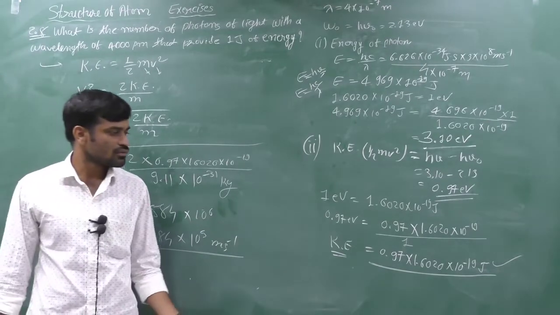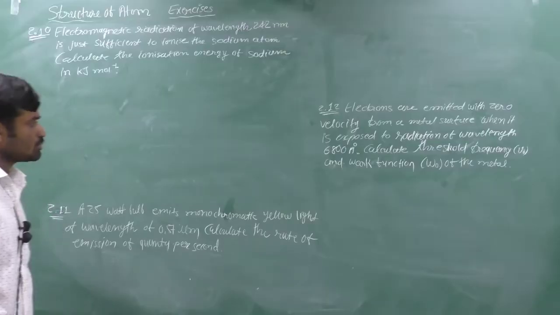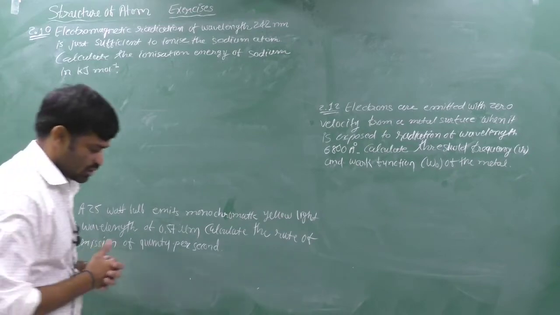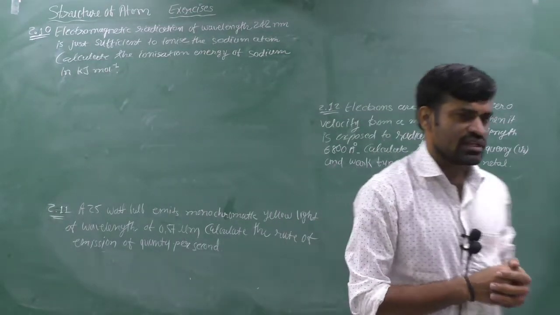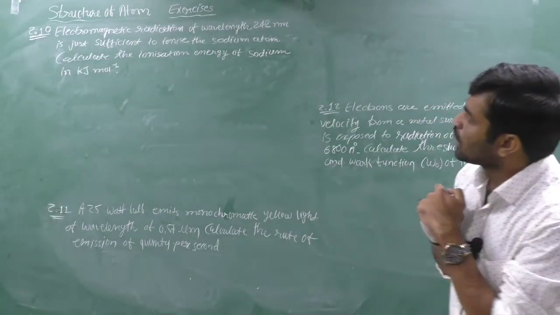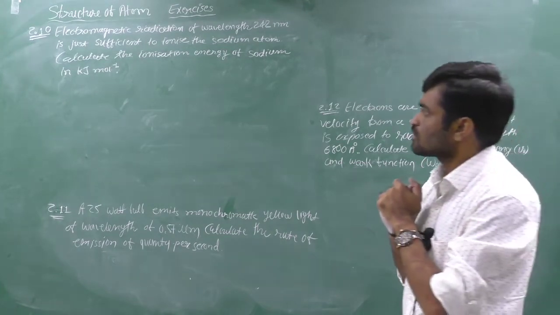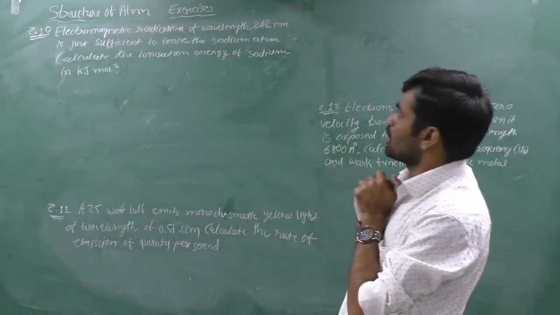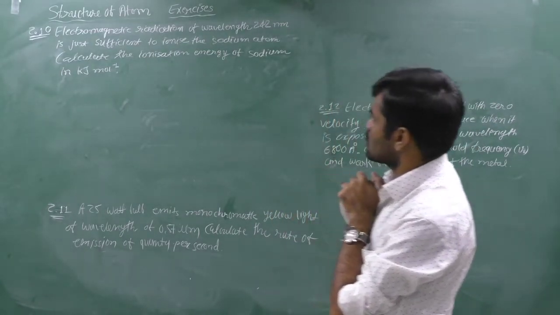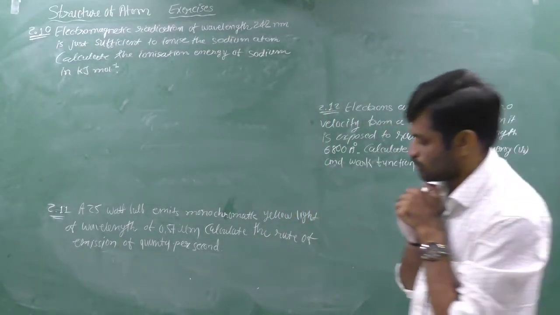Now we can talk about the next questions. Now the next question is question number 2.10. Question is like that. Electromagnetic radiation of wavelength 242 nanometer is just sufficient to ionize the sodium atom. Calculate the ionization energy of sodium atom in kilojoule per mole.